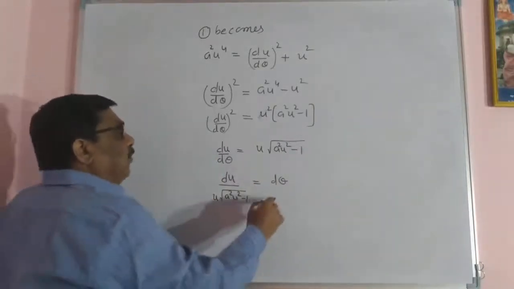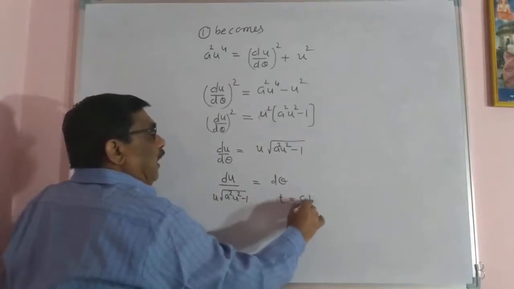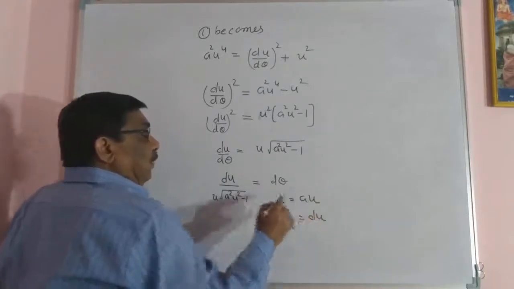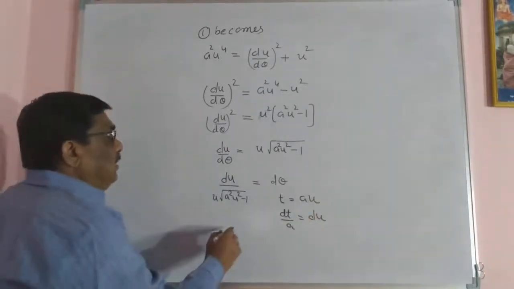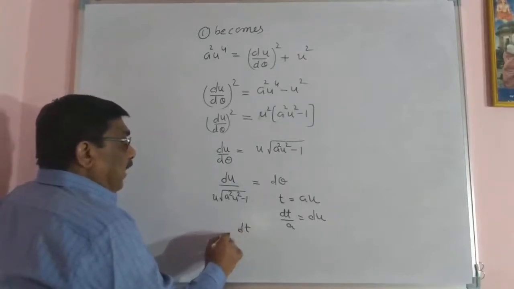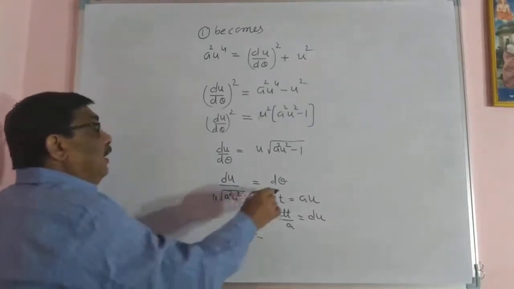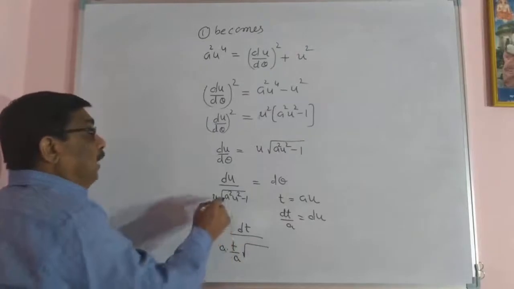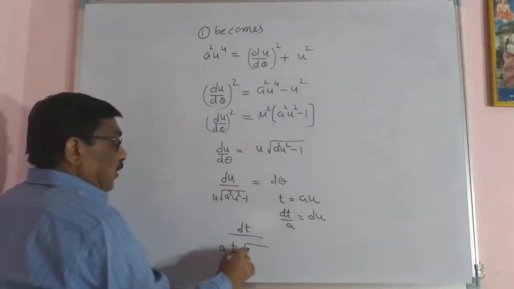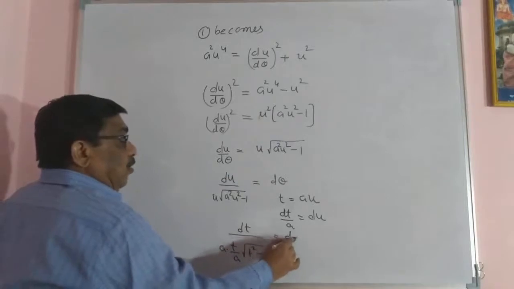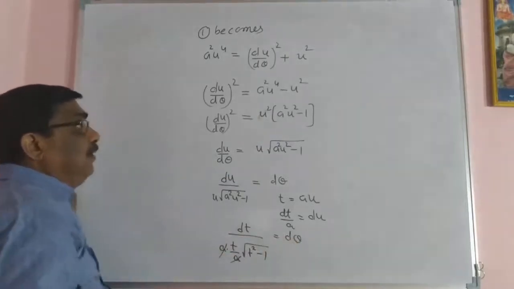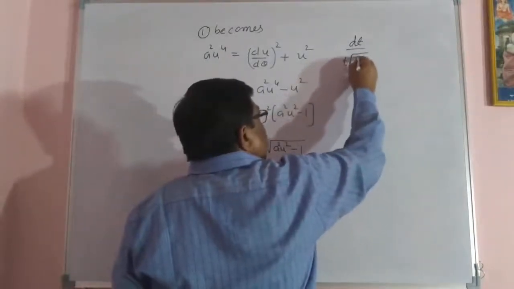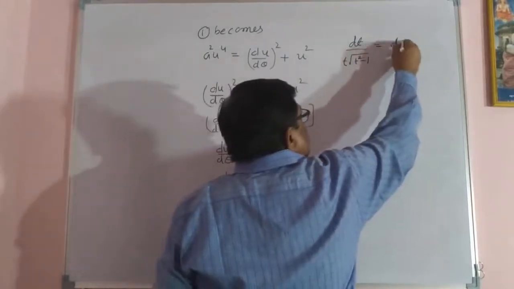Let me integrate this. Before that, let me substitute t equal to au. dt by a equal to du. Therefore, it is dt divided by a, this u is t by a, into root of a u square, means it is t square, minus 1 equal to d theta. This a cancels. We get dt divided by t into root of t square minus 1 equal to d theta.